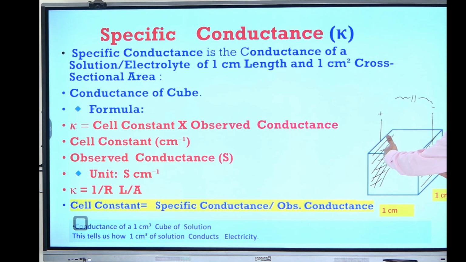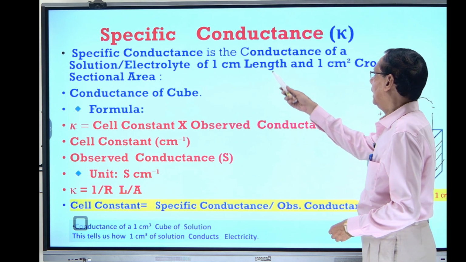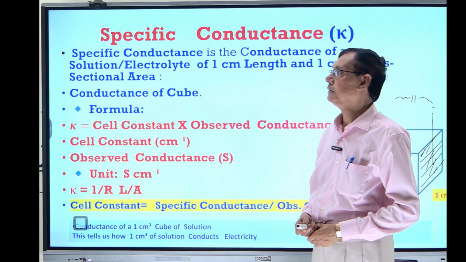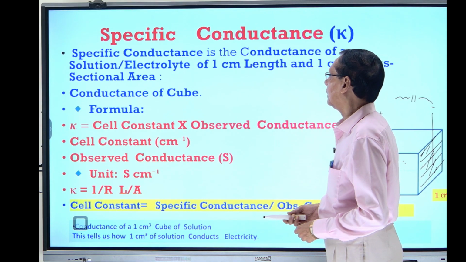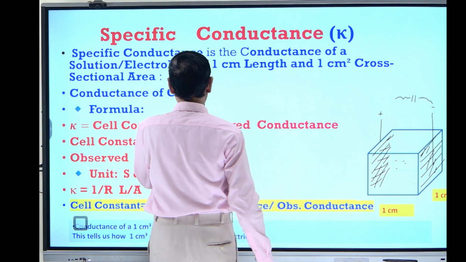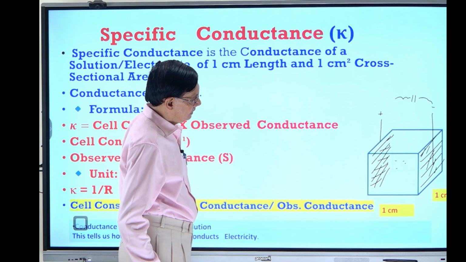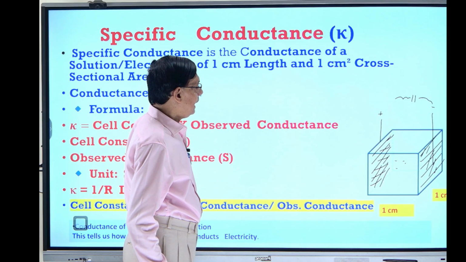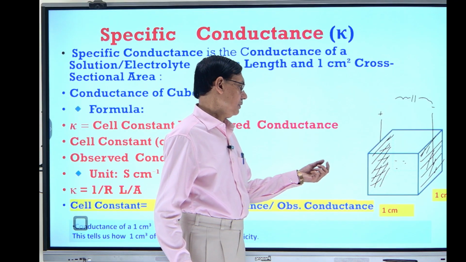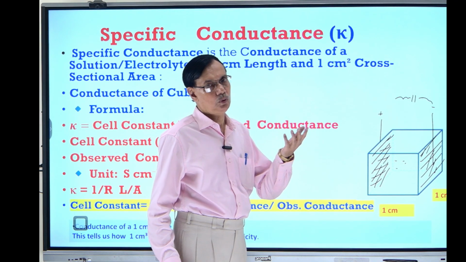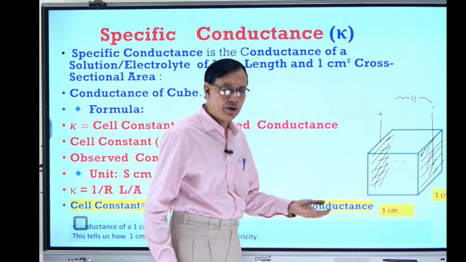So, as yesterday I discussed, the length is L centimeter or 1 centimeter, and the area of cross section is 1 square centimeter. So specific conductance can be defined as the conductance of a solution or the electrolyte of 1 centimeter length and 1 centimeter cross section, or you can call it the conductance of a cube. So a very small part is there, 1 centimeter is the condition. And if the cell constant is 1, there is no difference between the observed conductance and the specific conductance.